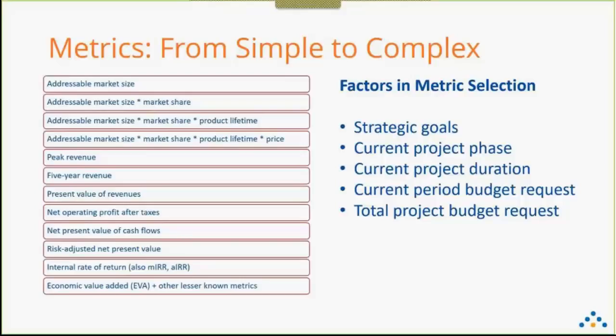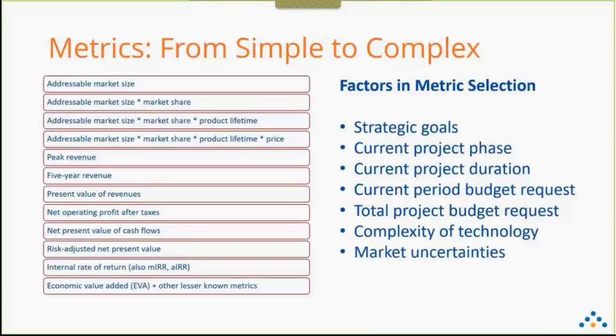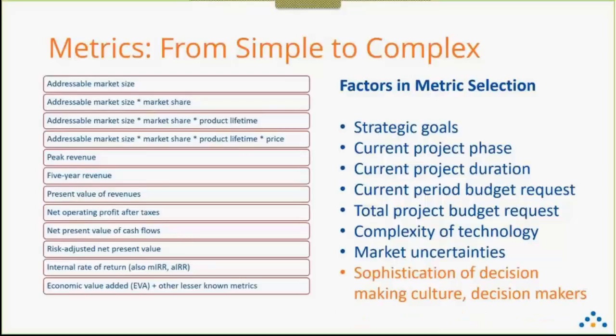The more money on the line and the larger the initiative, the more serious your valuation should be, and a greater attempt to be more precise would be appropriate. You can also think about the complexity of the technologies involved in the uncertainty, both in the technology and the market. But then finally, the most important deciding factor of where you select your place on this metrics continuum is how sophisticated is the decision-making culture at your company?